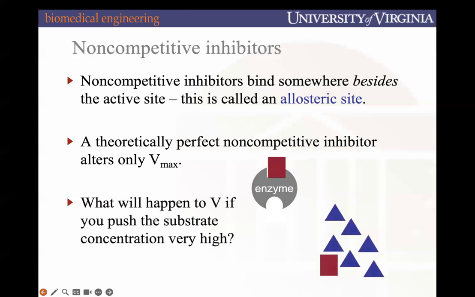Now, the key thing to note here is that a theoretically perfect non-competitive inhibitor will probably only alter Vmax, but that's in theoretical lab conditions. In reality, it is going to alter both Vmax and Km. And so now, again, having this exercise, and I'm not scooping myself now, I actually want you guys to think about this. What will happen to the reaction rate? What will happen to V if you push the substrate concentration high enough? When we say what will happen, talk about it in terms of the reaction rate and Vmax and Km. Does anyone want to venture a guess what will happen here?